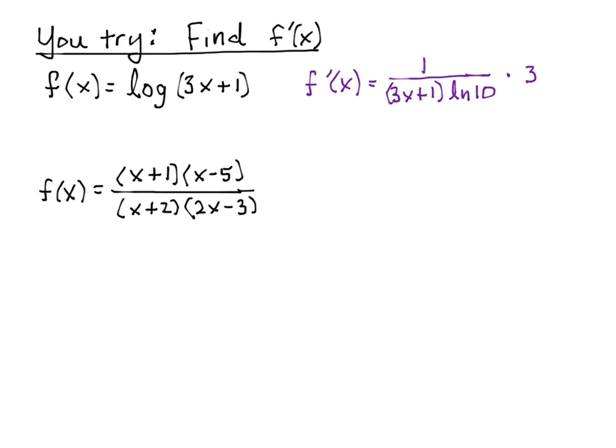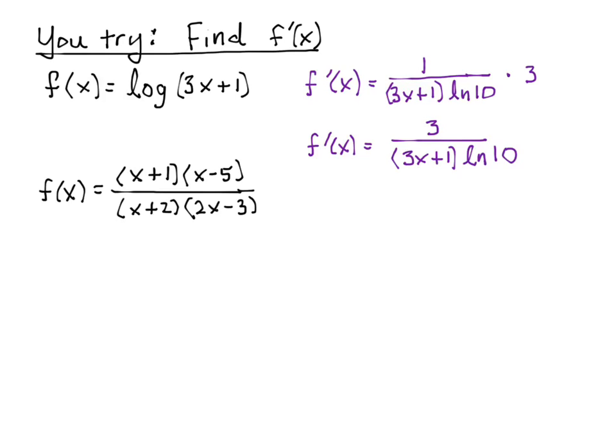So for the derivative, just make sure that you have the natural log properly placed. So you have 1 over 3x plus 1 times natural log of 10. And then by chain rule, the derivative of 3x plus 1 is just 3. So when we write that as a simple ratio, we just have 3 over 3x plus 1 times natural log of 10.